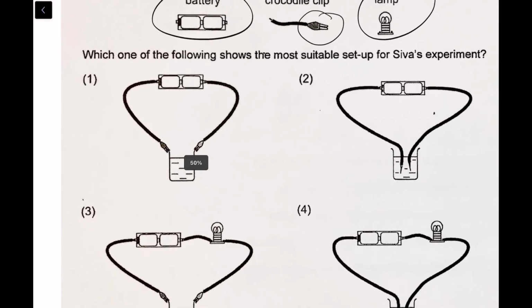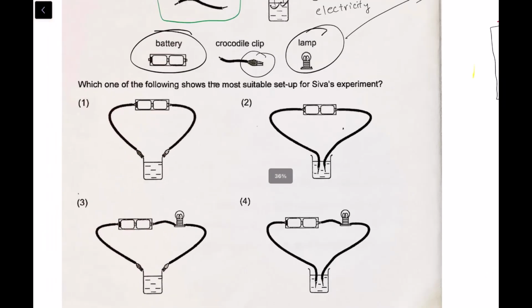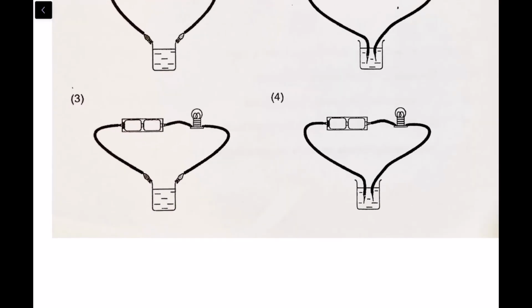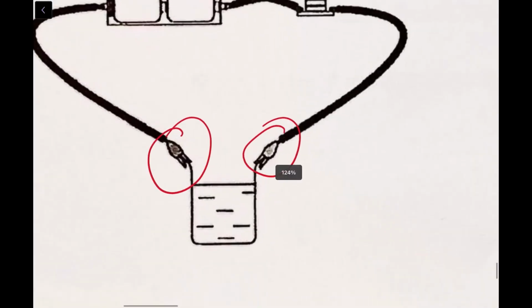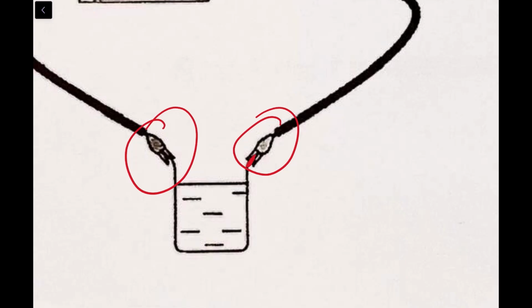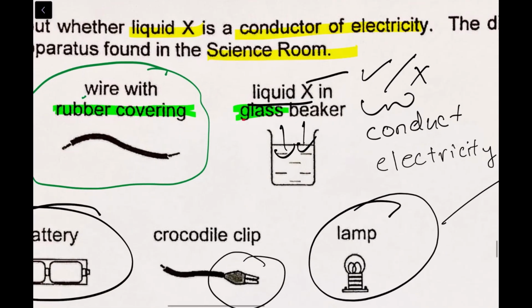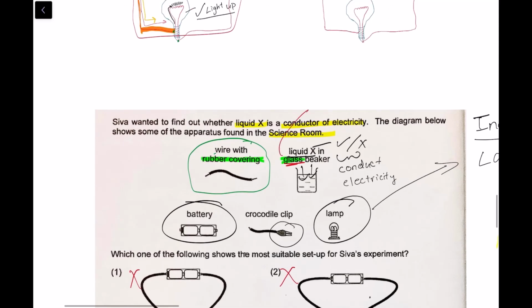Options 1 and 2, we'll rule that out because there's no bulb. So 1 and 2 would be wrong. Now let's look at 3 and 4, where both of them contain a bulb. Now let's look at the placement of the wires. In option 3, these clips are attached to the glass beaker over here. And this is why the first keyword over here, liquid X in glass beaker, this glass is really important, because we know that glass is an electrical insulator. It does not conduct electricity.